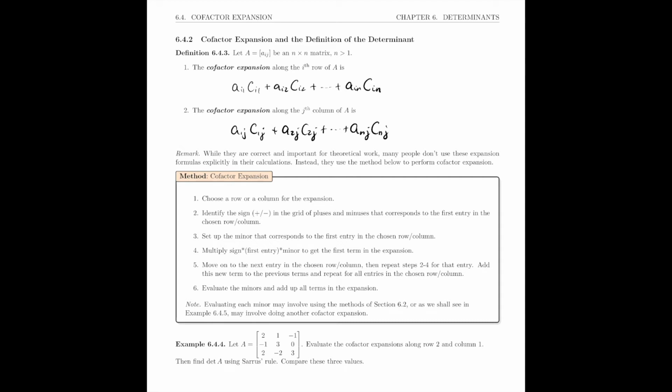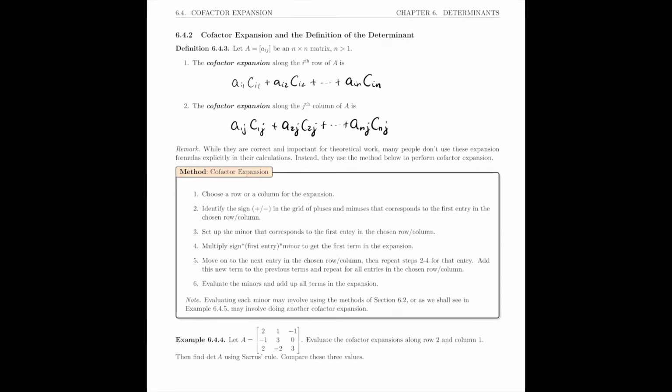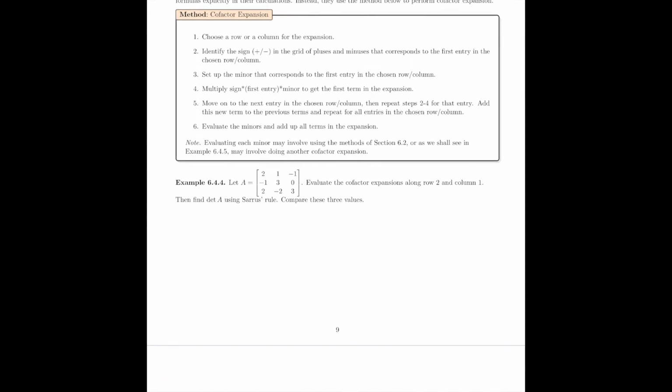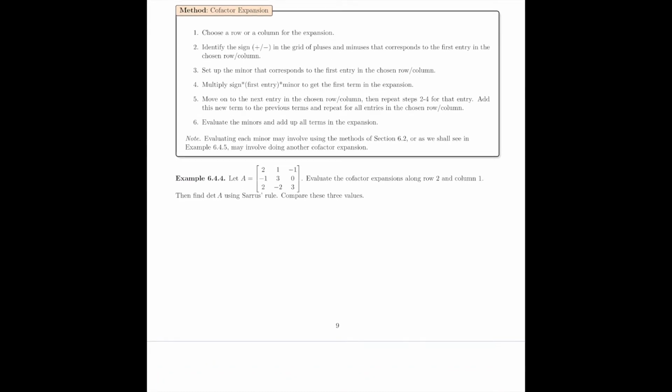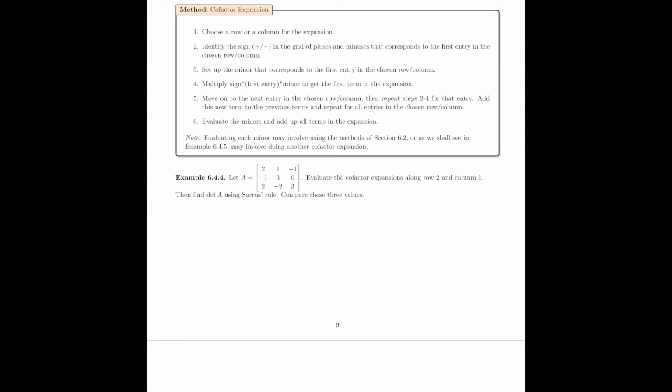Welcome back. In the previous video, we looked at definition 6.4.3 and saw the formal expressions for the cofactor expansions along rows and columns of A. In this video, we're going to look at a method that is more practical to calculating a cofactor expansion, and we're going to use that method in example 6.4.4. So we're not going to read the method first because there's really no point. We're going to read it as we go through and apply it in this example.